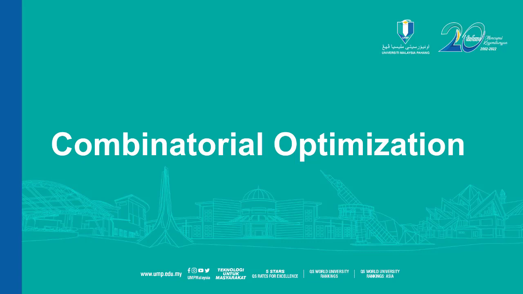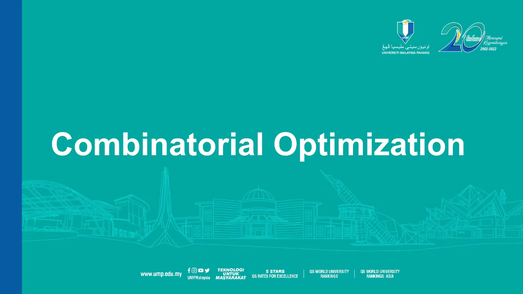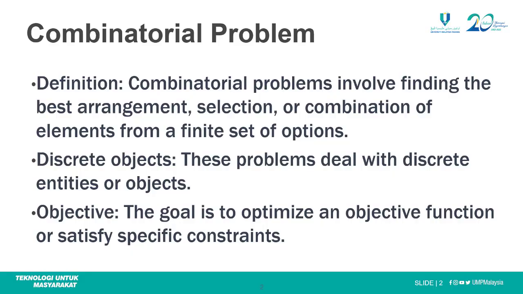Okay, now we will discuss the combinatorial optimization problem. Right, so why are we discussing combinatorial optimization? Because most manufacturing system problems involve combinatorial optimization. Okay, so some definitions of combinatorial problem.